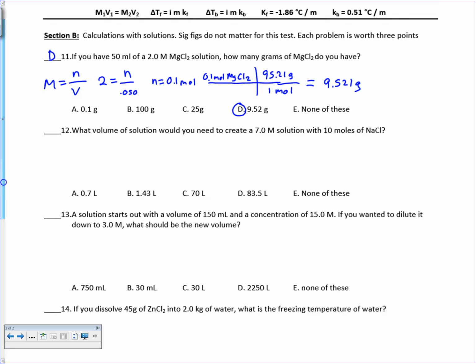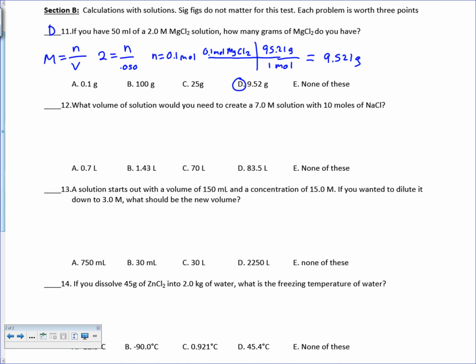For question 12, what volume of solution would be needed to create a 7 molar solution with 10 moles of NaCl? On this one, again, we're using that same formula: molarity equals number of moles of solute over the volume of the solution in liters. Molarity is 7, number of moles is 10. We're looking for the volume. Multiply V to both sides and you get 7V equals 10. Divide by 7, you get V equals 1.43 liters, which is answer B.